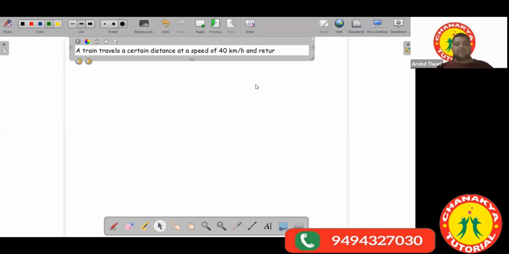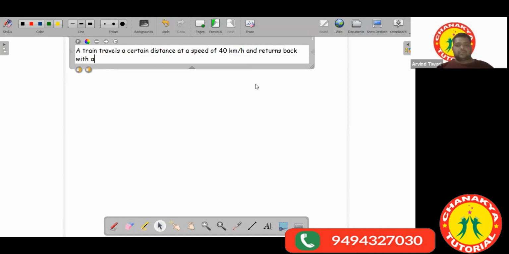And returns back with a speed of 60 kilometer per hour. Find the average speed.